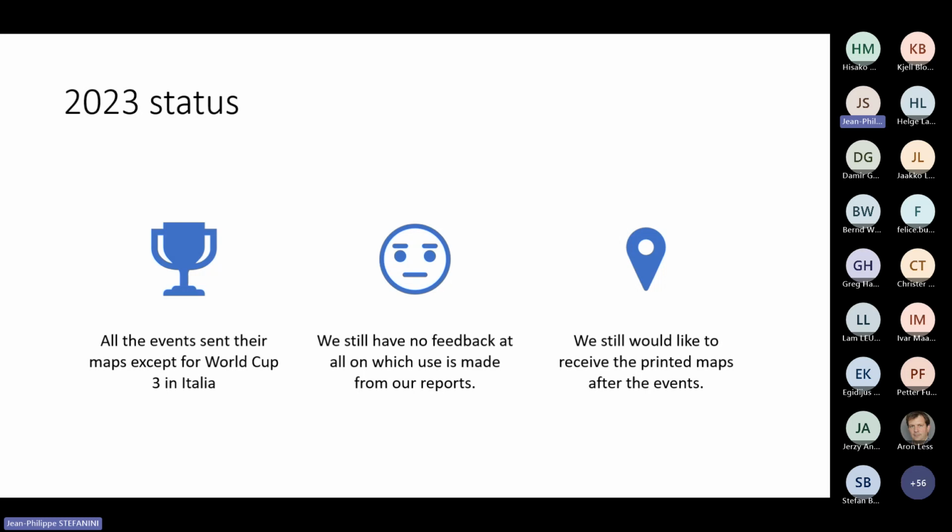From the reports, one general disappointment for us is the fact that we are sending the reports, but we have no feedback at all on what happens after. The only feedback we may have is by receiving the printed maps after the events, but we don't even know if all the reports have been read or if some changes have been made to the maps. So I think it's one of the issues we have presently with this technical control of the maps by the Map Commission.